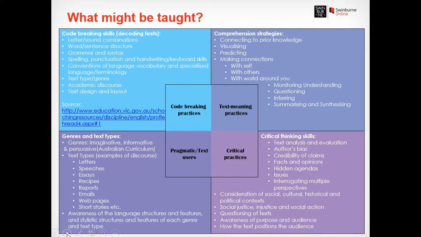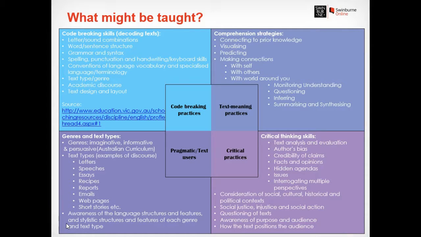The third resource of the model, pragmatic or text users, refers to our social or communicative uses of language. The Australian curriculum advises that there are 3 genres which need to be taught in schools. These include the broad categories of imaginative text, informative texts, and persuasive texts. And under these broad genres are a range of text types. These include, for example, letters, speeches, essays, recipes, reports, emails, web pages, short stories, and so on.